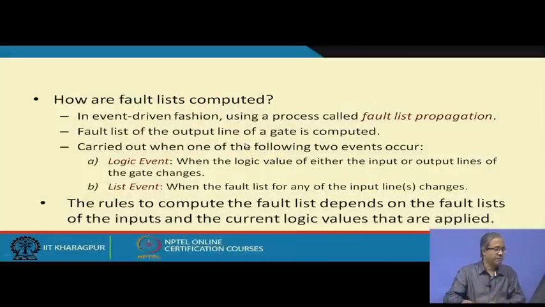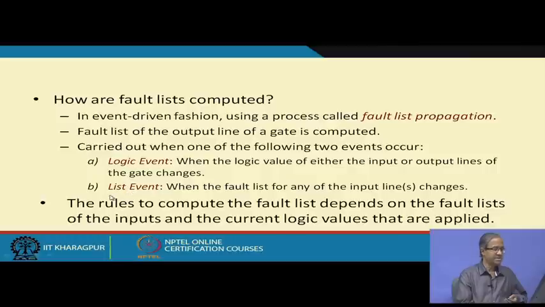So, for every gate we compute the fault list of the output line, and we evaluate this gate only when one of the following events occurs. What are the events? The first event says that one of the input lines of the gate has changed its logic state. This is termed as a logic event. So, I am applying the test vectors one after the other. Let us say in T1 the inputs were 1 0, in T2 it has become 1 1. So, I say that there is a logic event.